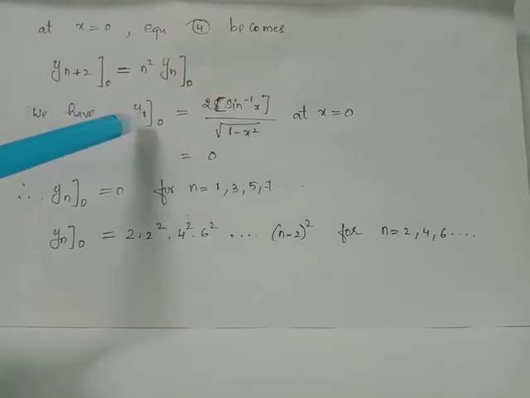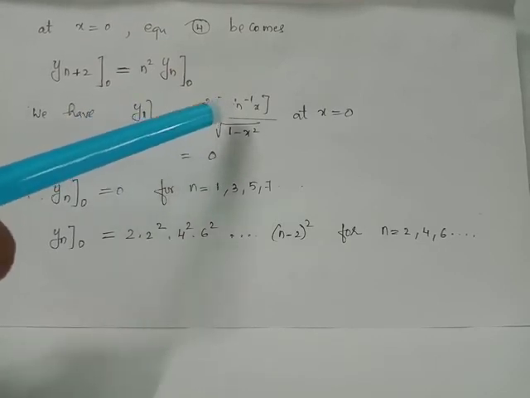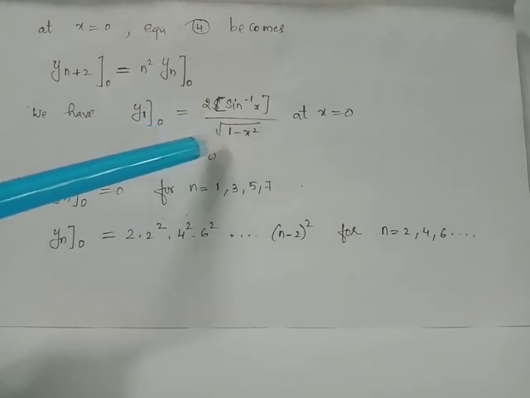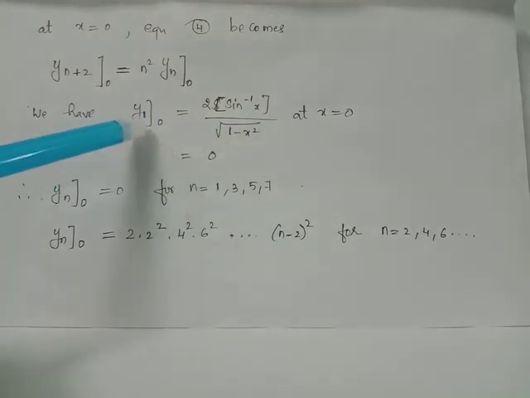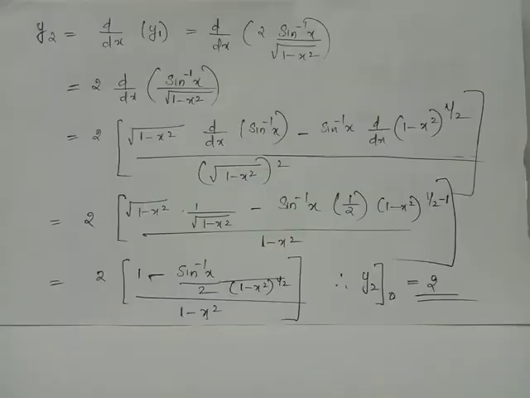At x equals 0, we have y1 equals 2 times sin inverse x upon root of 1 minus x square. Giving x equals 0, we get y1 equals 0. We can find out y2 by taking derivative of y1 with respect to x, that is d by dx of 2 times sin inverse x upon root of 1 minus x square. Here we apply quotient rule and we get y2 equals 2 times 1 minus sin inverse x upon 2 into 1 minus x square the whole raised to 1 by 2 upon 1 minus x square. Here when you give x equals 0, you get y2 at x equals 0 is obtained as 2.